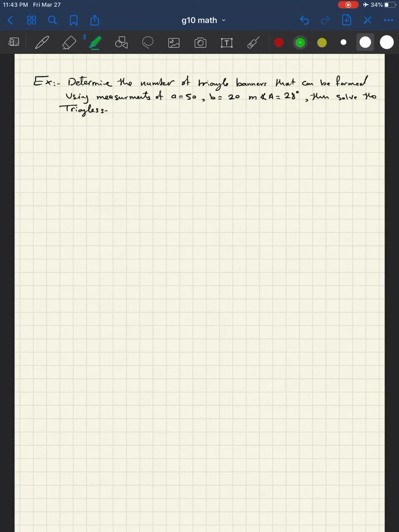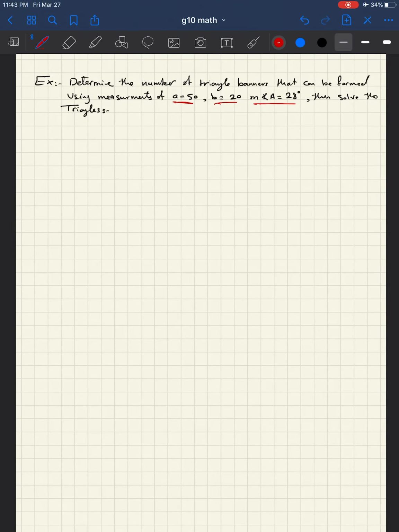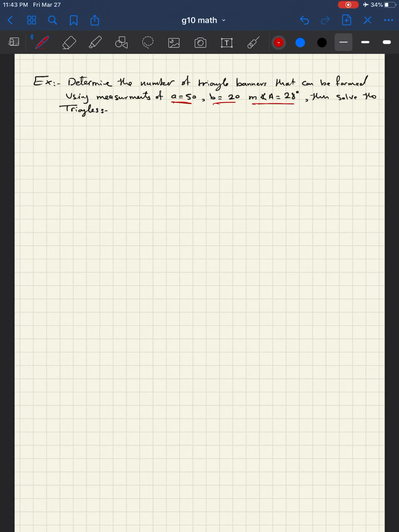Let's see an example dealing with the same principle. It says: determine the number of triangular banners that can be formed using measurements of A equals 50, B equals 20 and the measurement of angle A is 28 degrees. Then solve the triangle. Imagine you have flags or banners in a triangular shape, and it asks how many triangles can be formed if you know that A equals 50, B equals 20, and the measurement of A is 28.